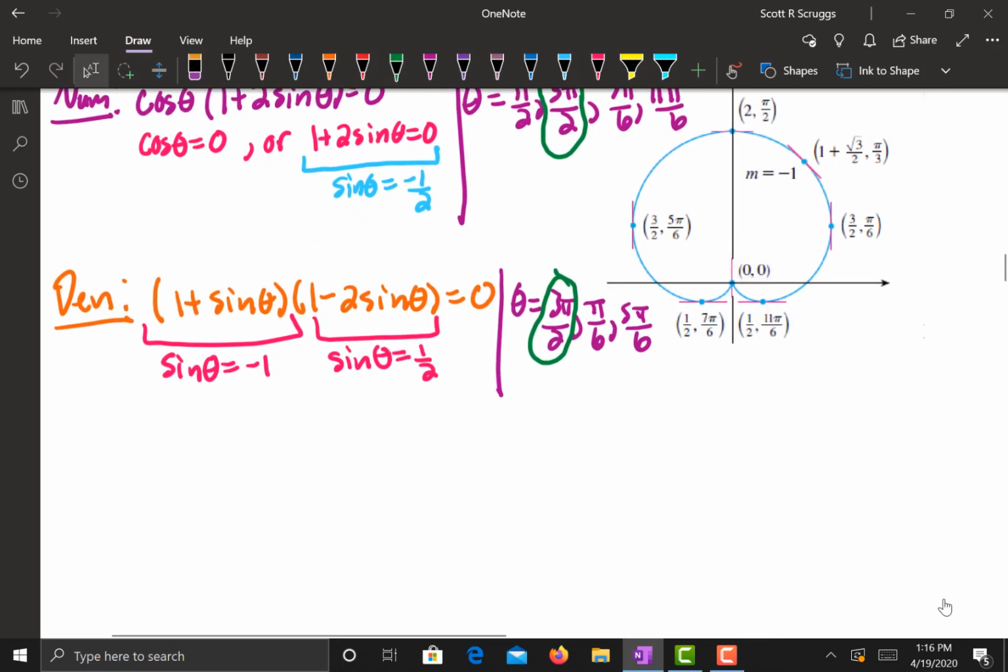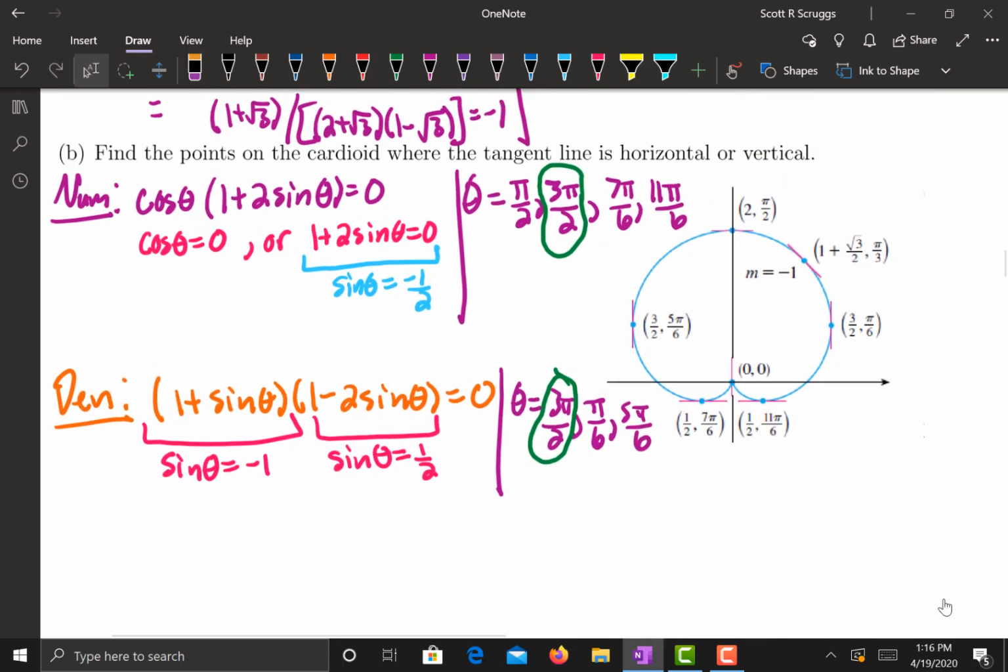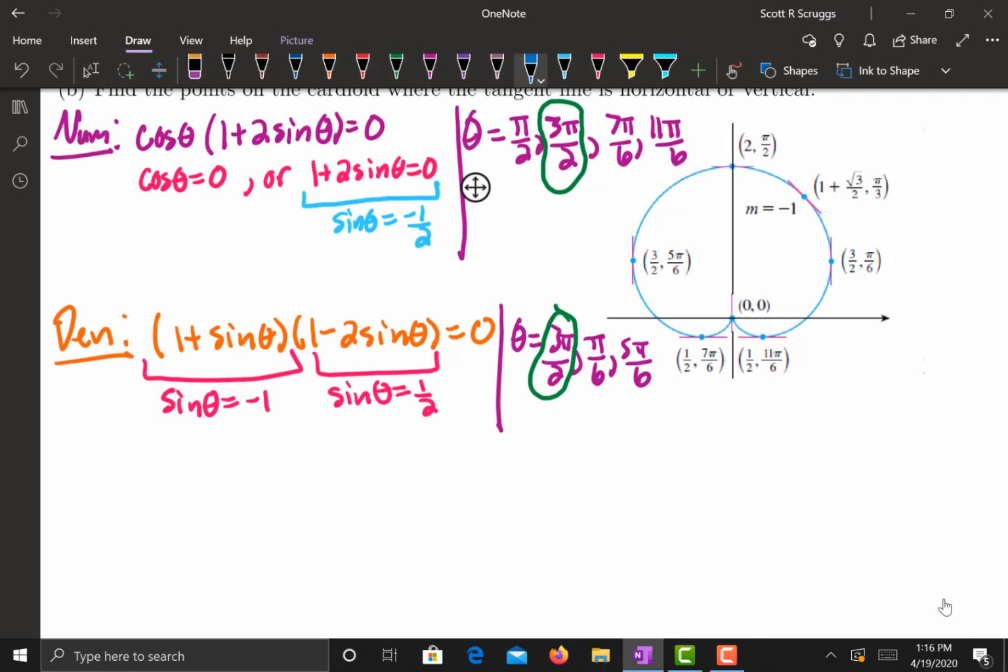But for the other points, I can quickly conclude the slope of the tangent line, or if it's horizontal or vertical. Remember, a horizontal line means that my numerator equals 0, but my denominator does not equal 0. And to have a vertical tangent line, it's the opposite. Denominator equals 0, but numerator does not equal 0. So from this, I can go ahead and conclude my points. It gives me a horizontal tangent line.